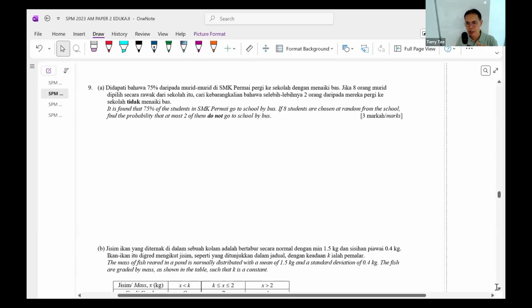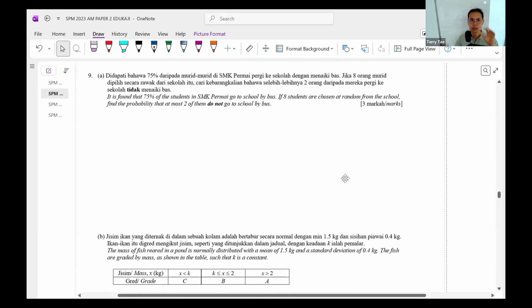Okay, let's look at question number 9, part A. This is from chapter 5, probability distribution. The first part is binomial. It's found that 75% of students in SMK per month go to school by bus. 8 students are chosen at random. Find the probability that at most 2 of them do not go to school by bus.